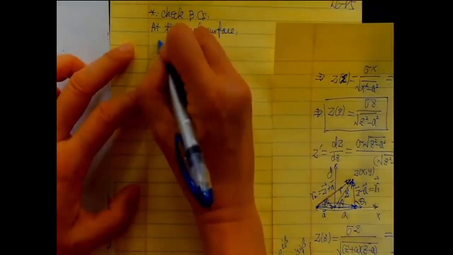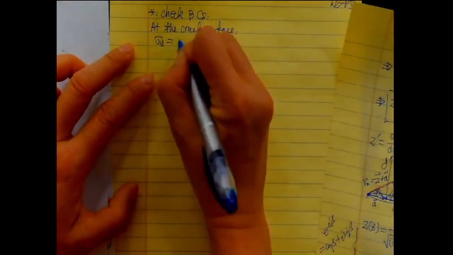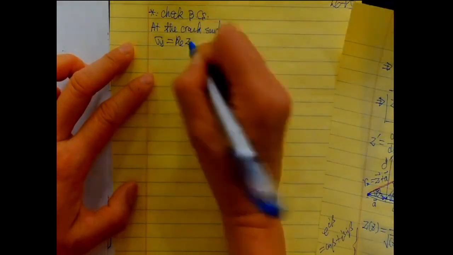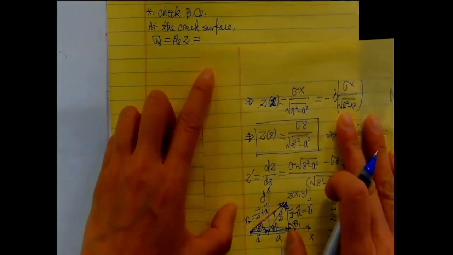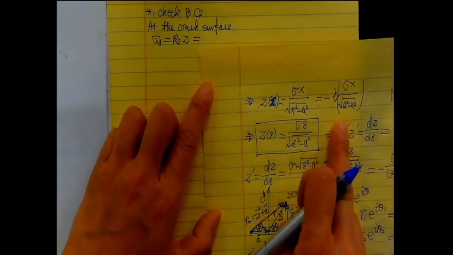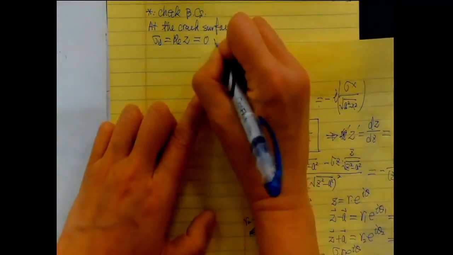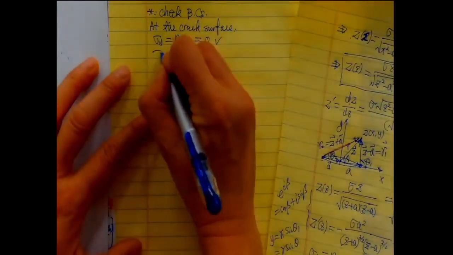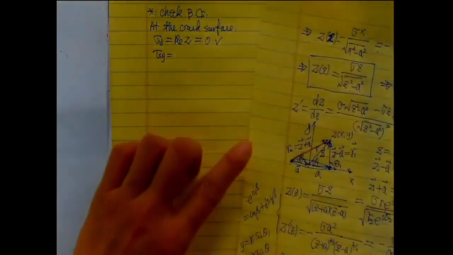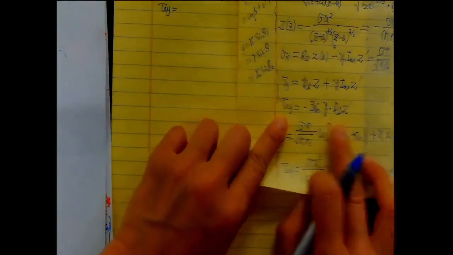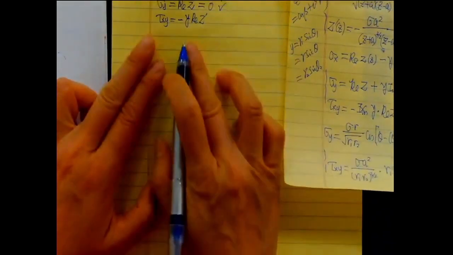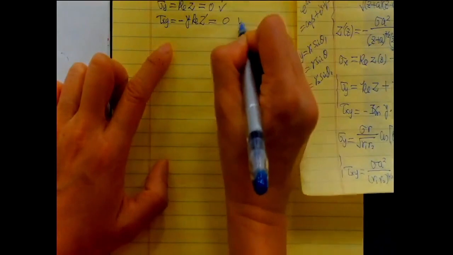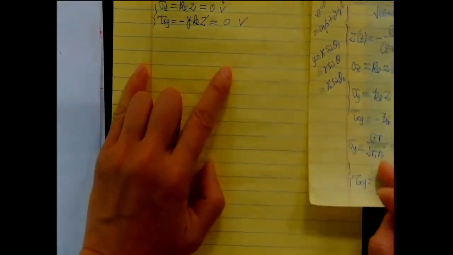So we check sigma y is equal to real part of Z, and of course, based on this, that's where we originally started. So we know this is equal to 0. And tau xy, based on this, is equal to minus y, real part of C prime, and y is equal to 0, and that is satisfied.